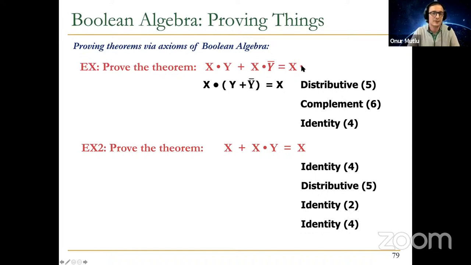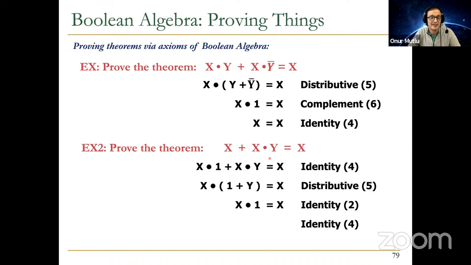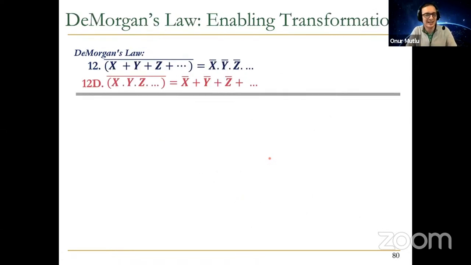In other words, you first apply the distributive law over here on the left side. X dot y plus y bar, and then y plus y bar is really the complement law that becomes one. Now x dot one, and then that's x. So x equals x. And I can prove the same one over here. You basically first take the identity and then distribute it, and then take the identity again, and then you get x equals x. So if you're not convinced, do it yourself on your own. It's not that hard. And if you find any errors, let me know also.